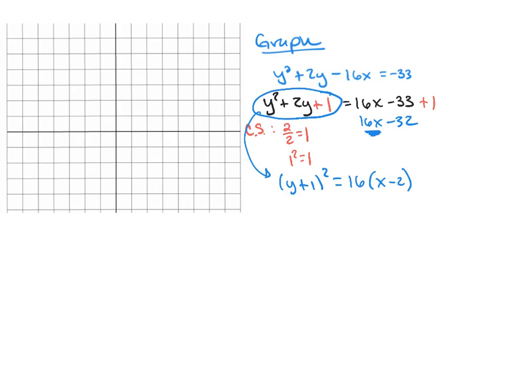Perfect. Now we have our vertex form for our parabola, so we can tell a bunch of information now. We can tell that the vertex must be at 2, -1 from the h and the k. We can further tell, since the y is the one that's being squared, it's a left-right parabola. And since the 16 is positive, that tells us that it opens to the positive side.